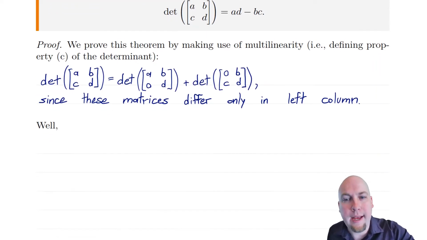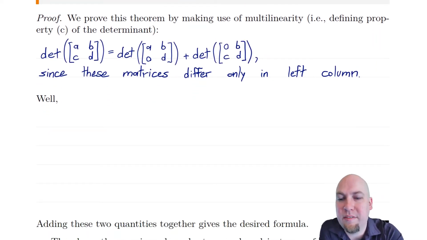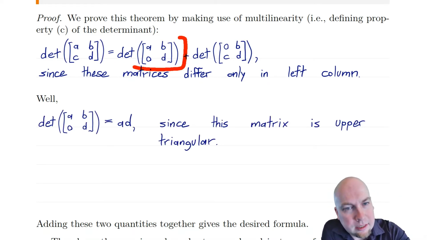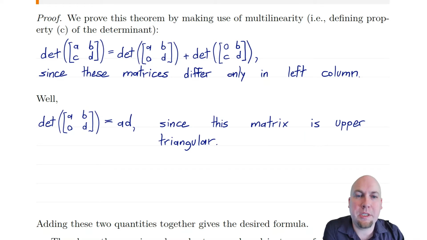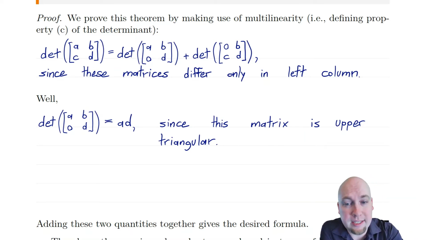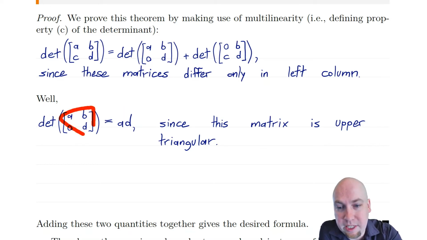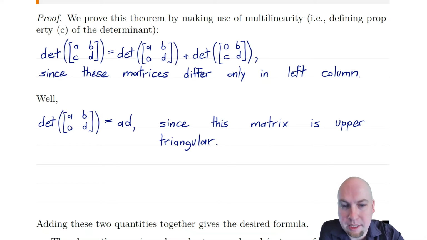Now we can compute the determinants of these two matrices on the right more easily. Look at this first one here. That matrix is upper triangular, and we learned in the previous lecture video that if your matrix is upper triangular, then its determinant is just the product of those diagonal entries. So we don't even care what's in the strictly upper triangular portion, we just care what's on the diagonal. Multiply them together, you get AD. So that's the first piece of the determinant.